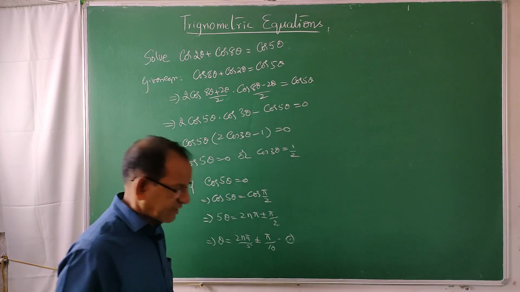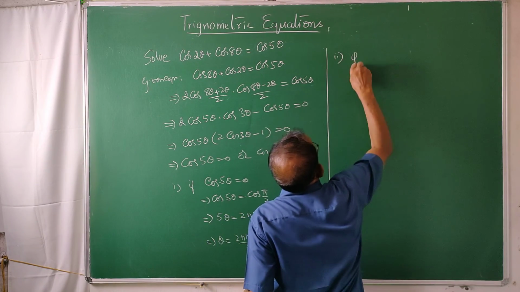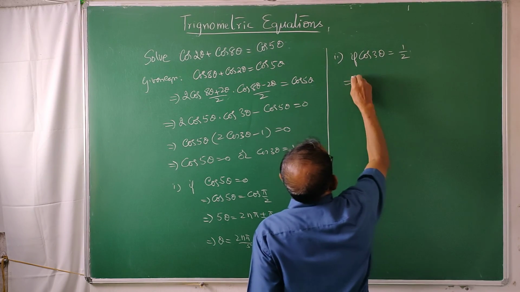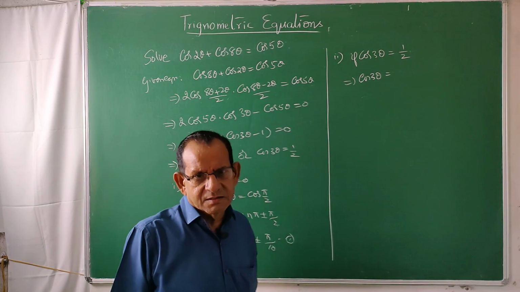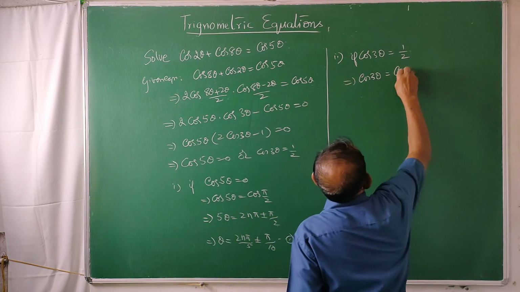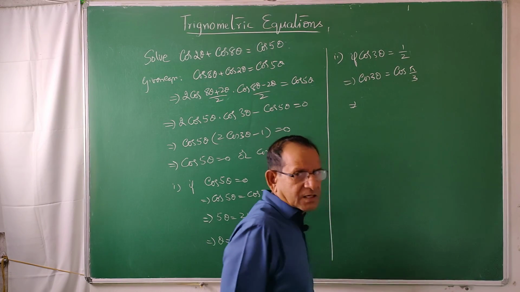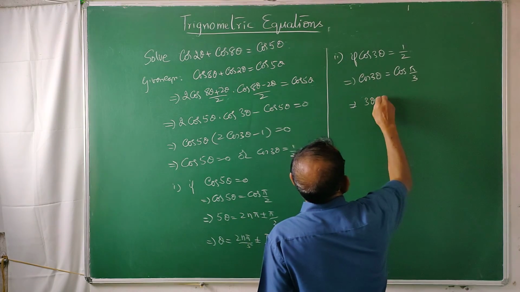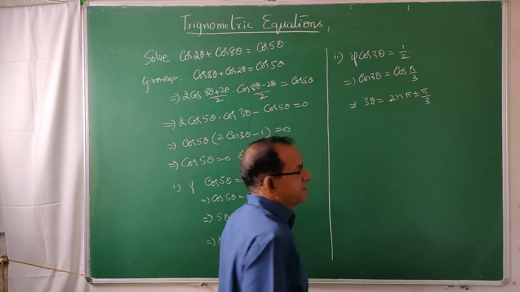Now I have to consider the other case. Cos 3 theta is 1 by 2. Second, if cos 3 theta is equal to 1 by 2, for 1 by 2 what is the principal value in cos? Cos 60, means cos pi by 3. So cos 3 theta is equal to cos pi by 3. Now it is in the form of cos theta is equal to cos alpha. Theta is equal to 2n pi plus or minus alpha, that is 3 theta is equal to 2n pi plus or minus pi by 3. That is 3 theta value.